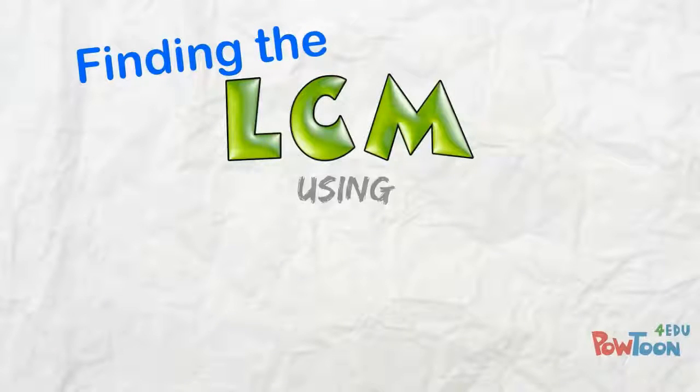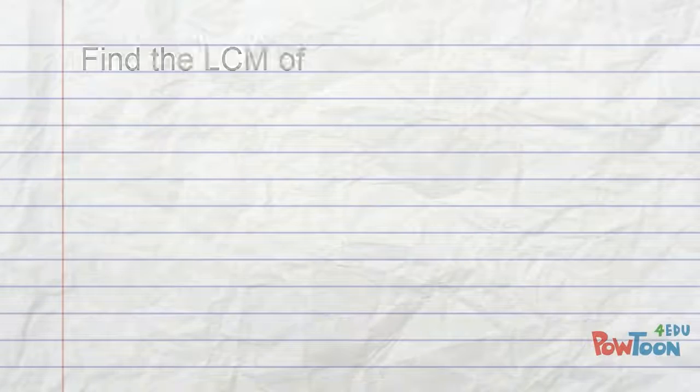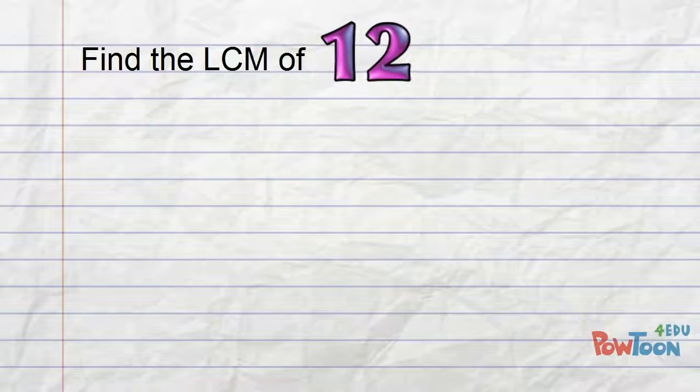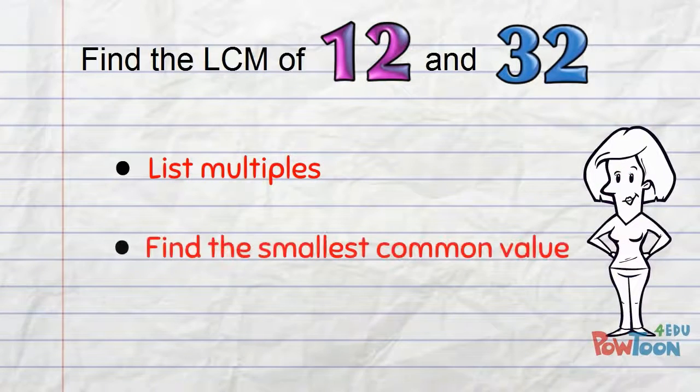Finding the LCM using prime factorisation. If we have to find the LCM of 12 and 32, we know we can list some multiples and find the smallest value common to both numbers.